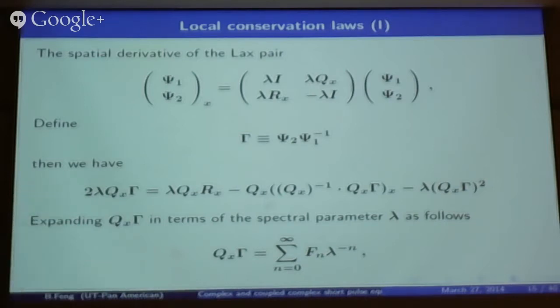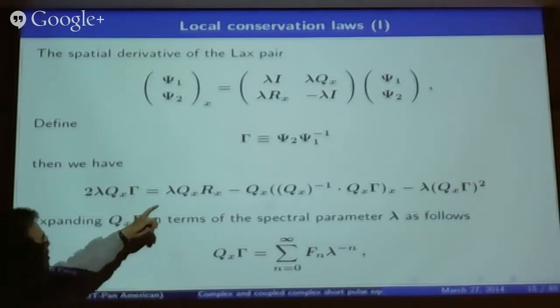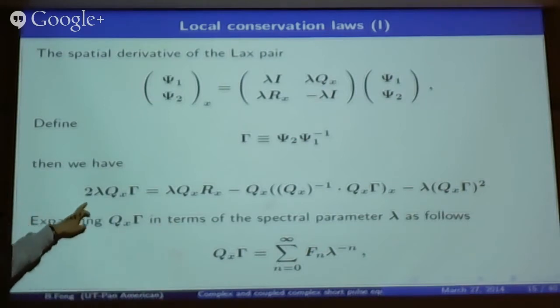So we start with the spatial part of the Lax pair, divided into two parts, psi 1 and psi 2. And here I put the complex short pulse and the coupled complex short pulse together so that Q and R could be scalars in the 2 by 2 matrices. Then we define a new parameter gamma, and finally we get the famous Riccati equation.